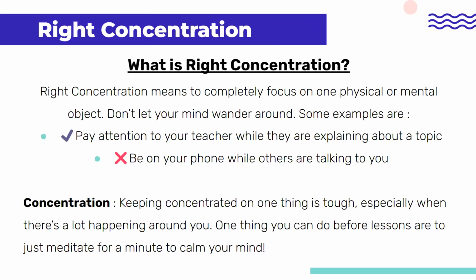Next is right concentration. Right concentration means to completely focus on one physical or mental object. Don't let your mind wander around. Some examples are to pay attention to your teacher while they're explaining a topic, and don't be on your phone while others are talking to you. Keeping concentrated on one thing is tough, especially when there's a lot happening around you. For example, during online school, one thing you can do before lessons is just to meditate for a minute or two, just to calm down your mind, like how we did a few minutes ago.